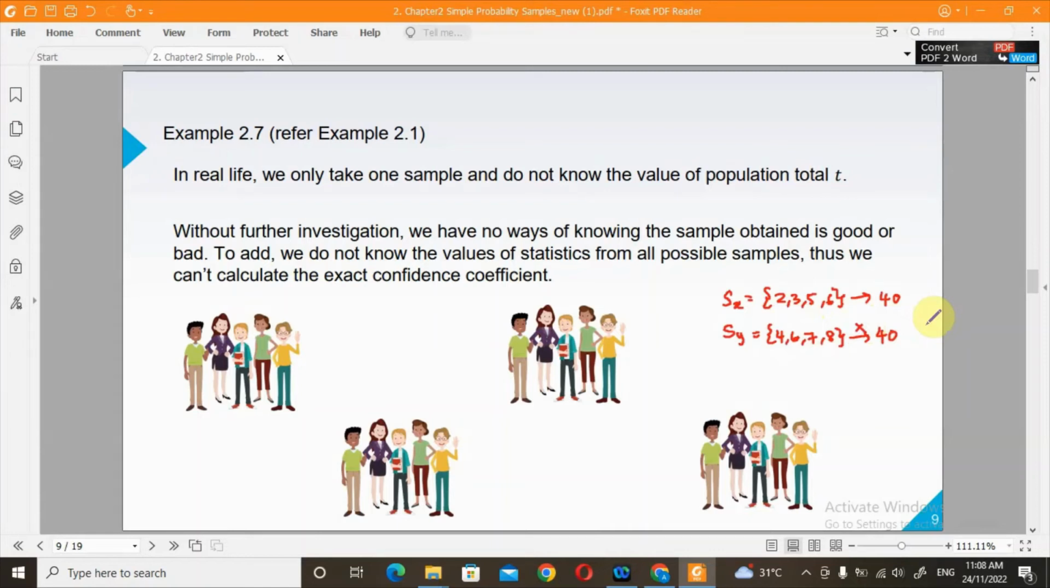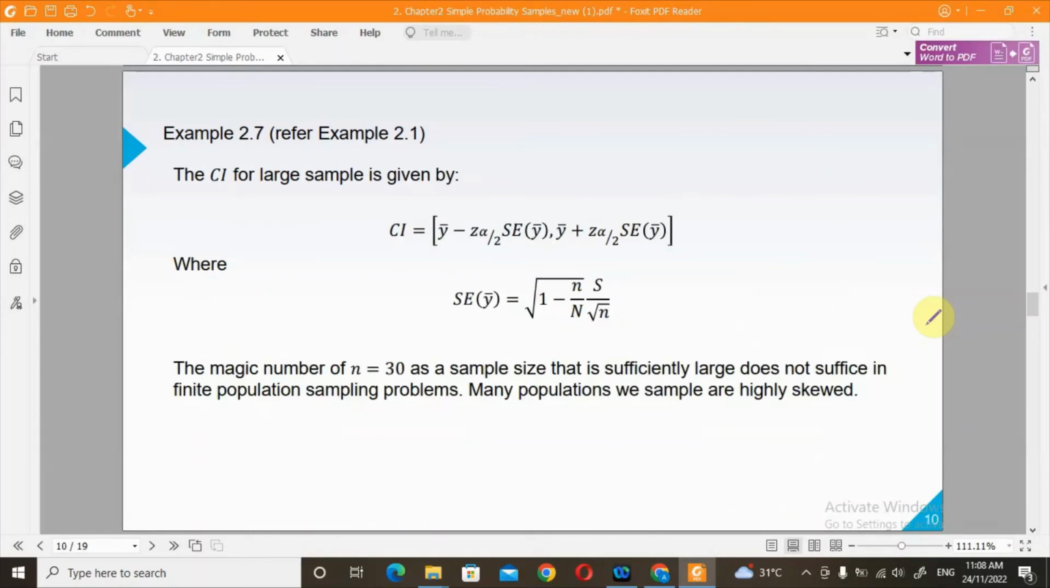So what we can say is that confidence intervals give us only a probabilistic statement of how often we expect to be right. And in practice, we do not know the values of statistics from all possible samples, so we cannot calculate the exact confidence coefficients for a procedure as done in example 2.7. And now let's move to calculating the confidence interval for a large sample.